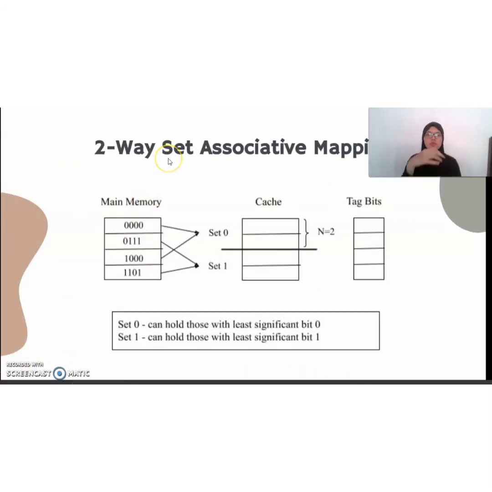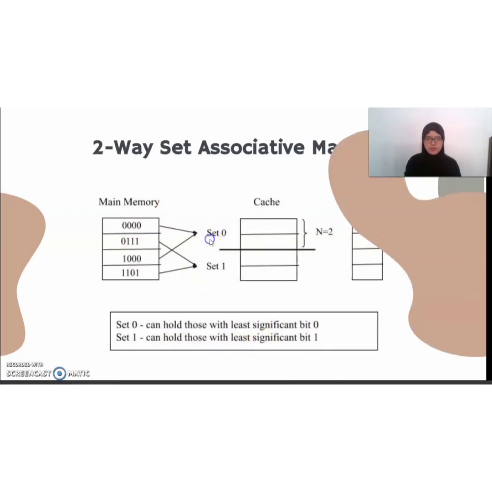Okay, so for two-way set associative mapping, we can see that N here stands for the number of lines in one set. So for set 0, there are 2 lines, and for set 1 there are 2 lines. So in total there are 2 sets. Set 0 will hold those with least significant bit 0, while set 1 will hold those with LSB 1, as we can see from here.